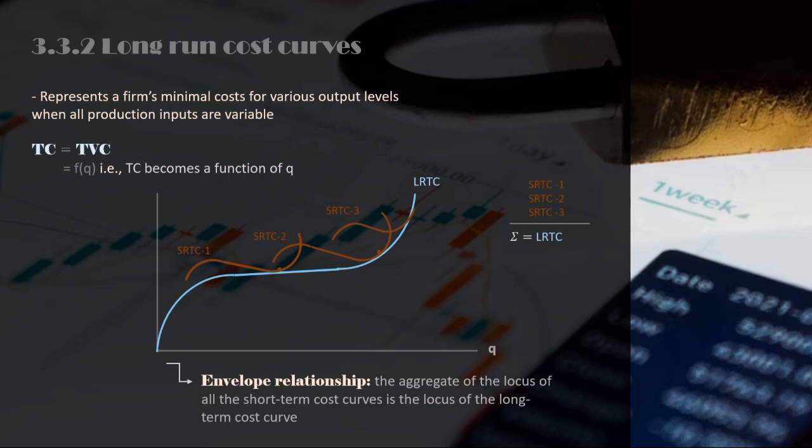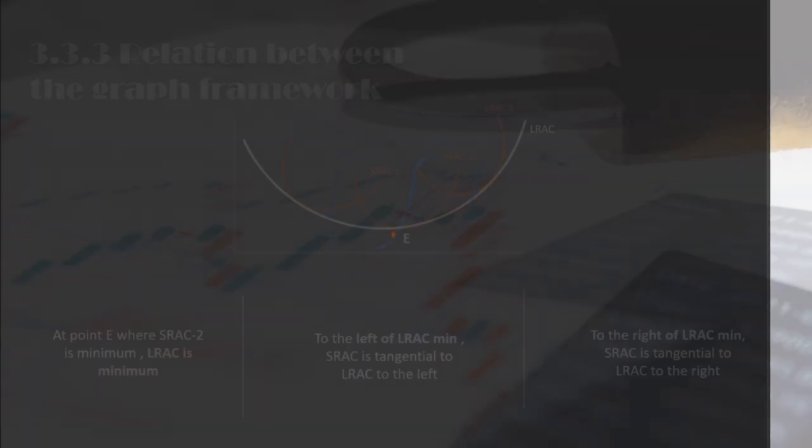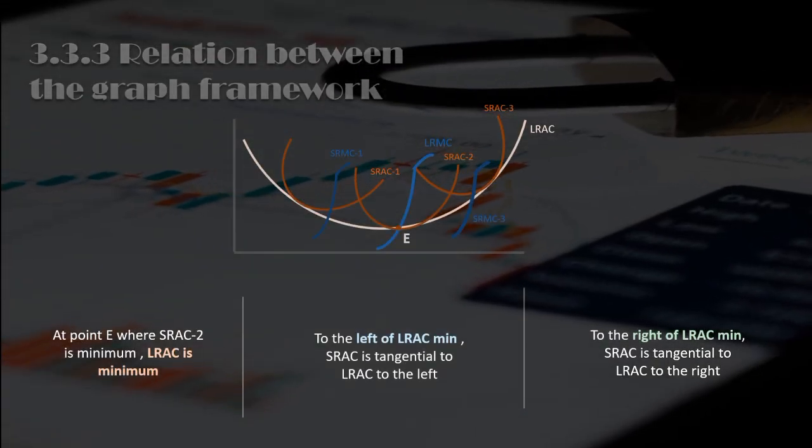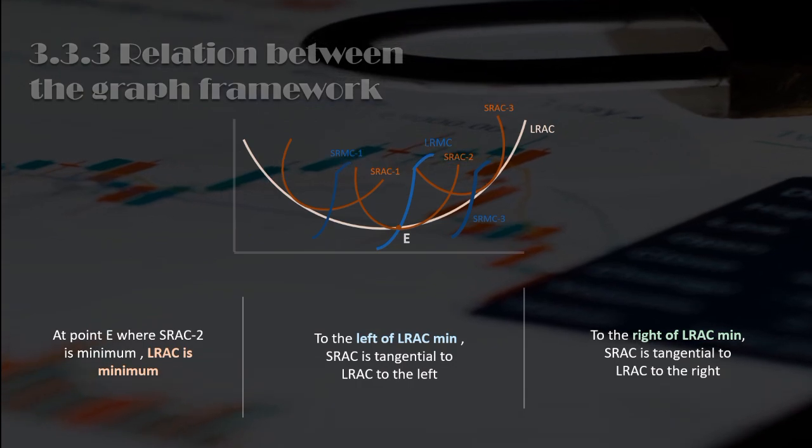Here in this graph we can see TC equals TVC and TC becomes a function of Q. Long run cost curve also represents a firm's minimal cost for various output levels when all production inputs are variable. For the last topic, we'll discuss the relation between the graph framework.